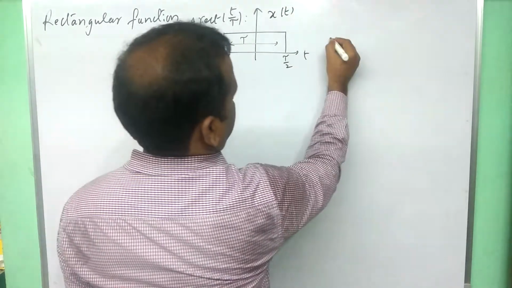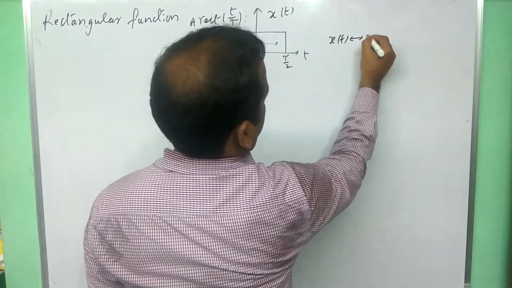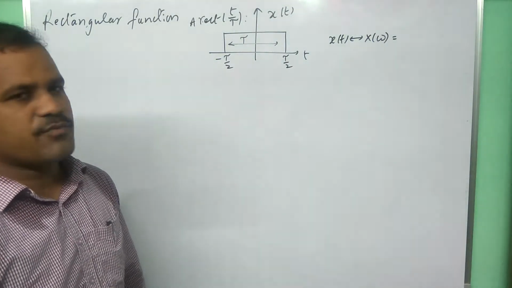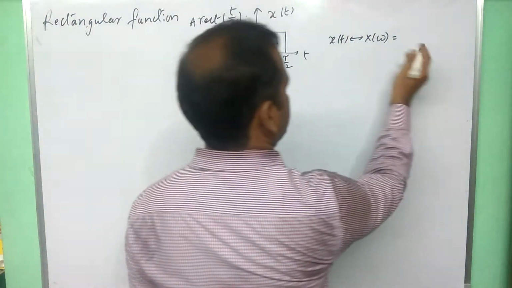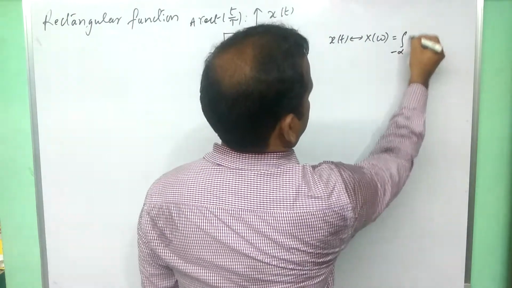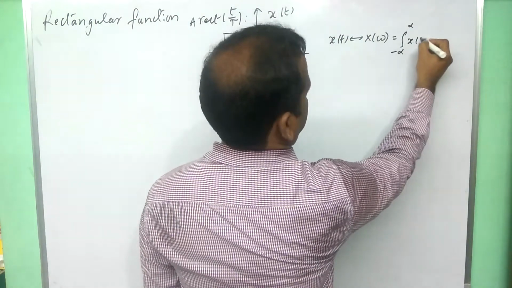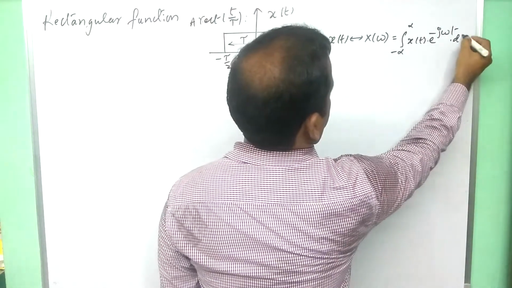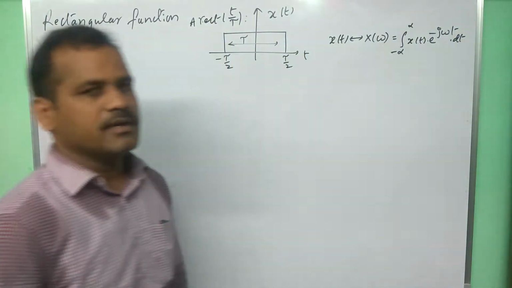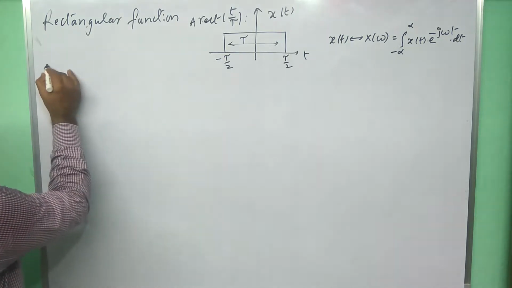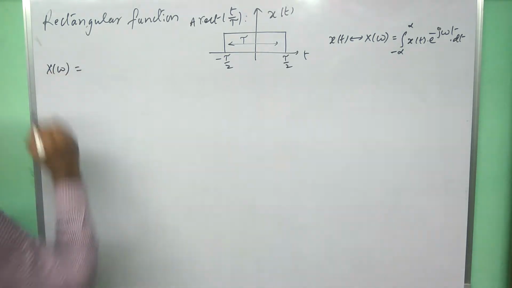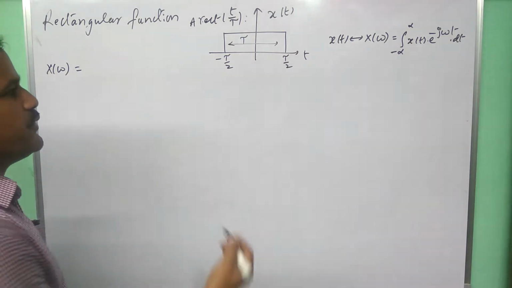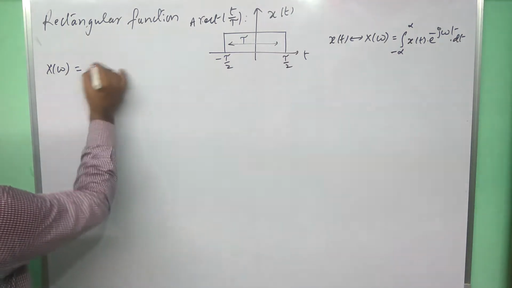So we want to find the Fourier transform X of omega. So what is X of omega? For any signal x of t, the Fourier transform X of omega is the integral from minus infinity to plus infinity of x of t multiplied by e to the power of minus j omega t dt. Fine. By using that formula, let us find X of omega for the rectangular function first, and finally we can calculate the sampling function's Fourier transform.